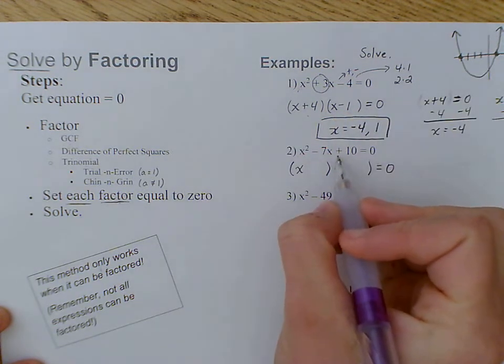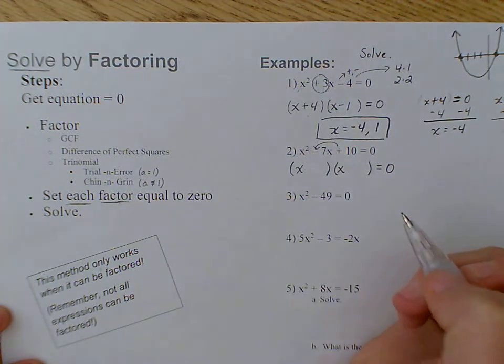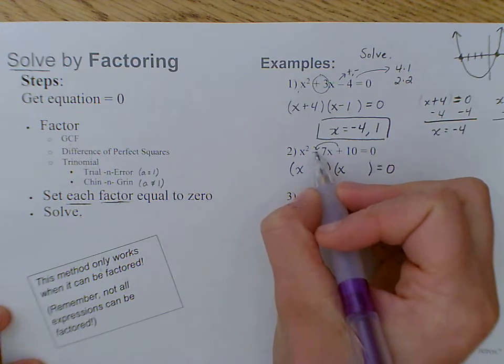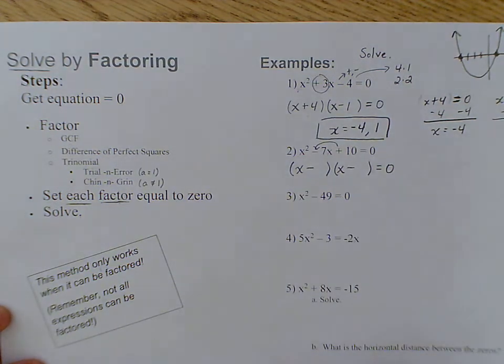Then I look at my last sign. It's a positive, so that means they're going to be the same. And then I look at that sign to know what they're both going to be. So if they're the same, that tells me they're both going to be a negative. So I'm going to go ahead and put my negatives in there.